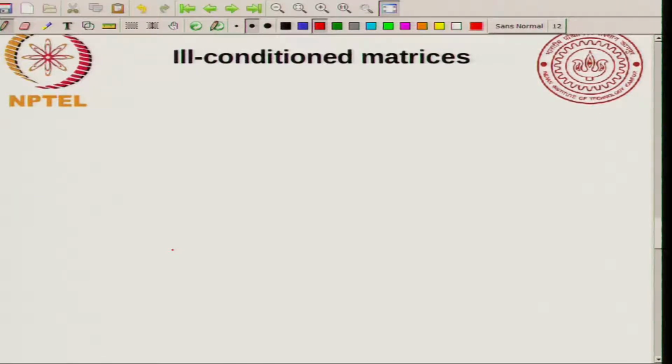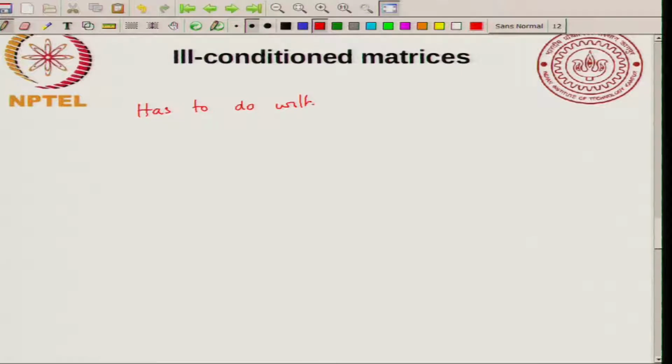Now, just before I end this, I will mention a couple of things. There is something called an ill-conditioned matrix. This has to do with solvability by numerical methods. Numerical methods are a very integral part of matrices. In fact, there is a very large number of numerical methods that involve matrix operations, and a matrix is said to be ill conditioned if the results are very sensitive to the values.